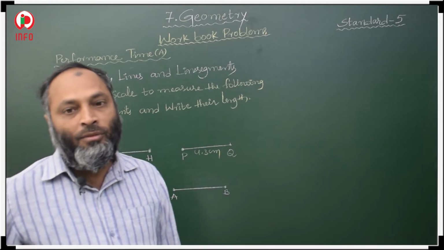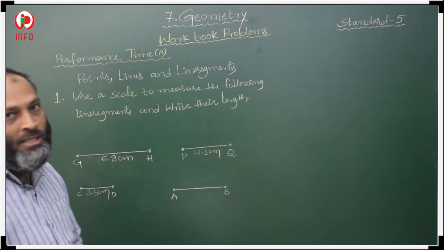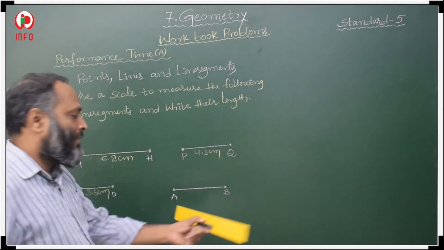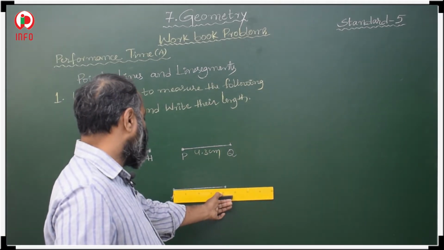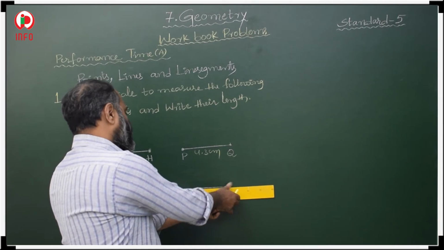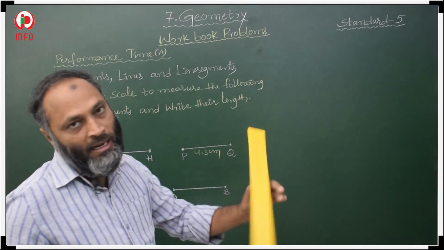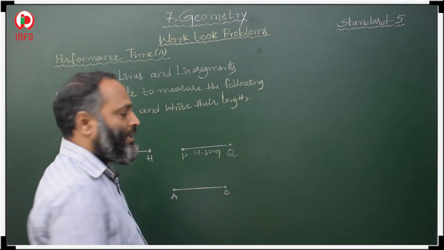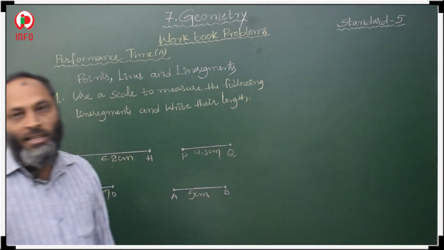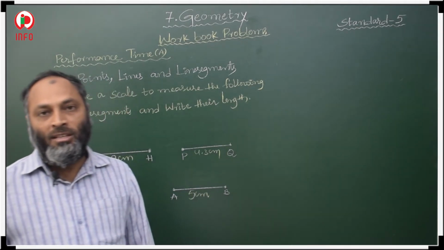After that, the fourth line segment we have to calculate. Again we take the scale, keep it like this, and that first initial point A should coincide with 0, and then we see where the second end point is. In your textbook that line segment length is 5 centimeters, from 0 to where it coincides with the second end point. That length you have to write, that is 5 centimeters.